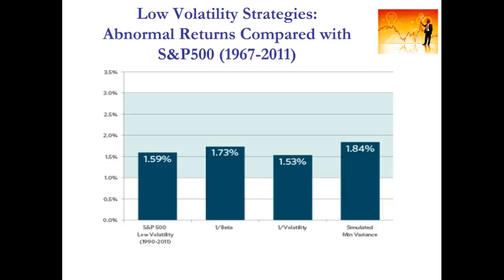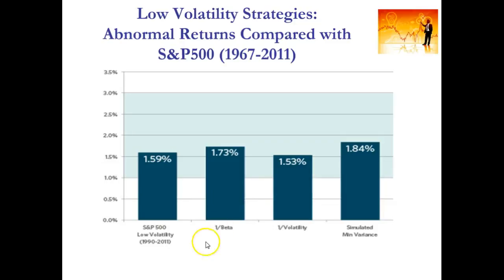Basically what we've got here are the abnormal returns, so the returns on various different low volatility strategies compared with the market returns across a 50 or so year period from 1967 through to 2011. So the four different strategies we look at here, from left to right: the S&P low volatility stocks, that's just looking at stocks within the market that on average have lower volatility and screening to hold those particular stocks in your portfolio. And we can see that that particular index tends to outperform the overall market index by about 1.59%.